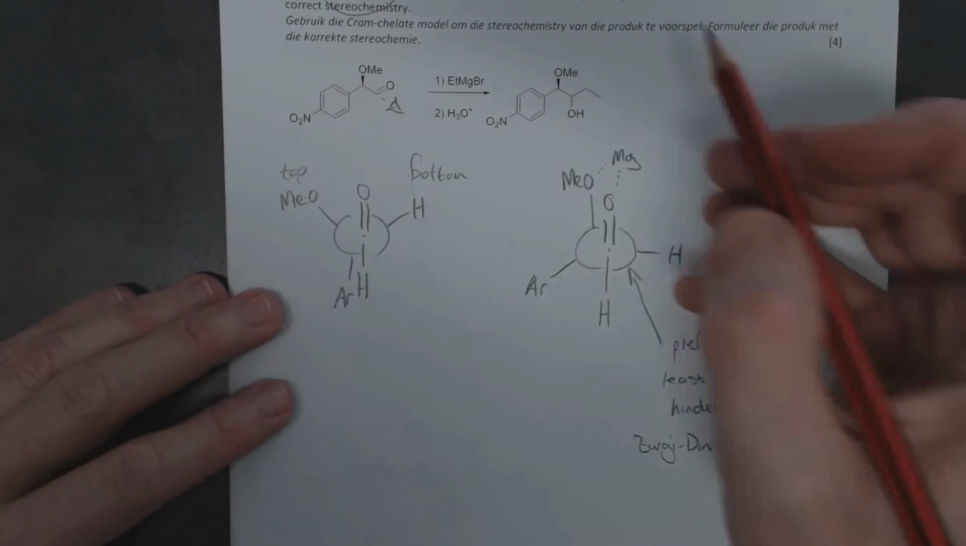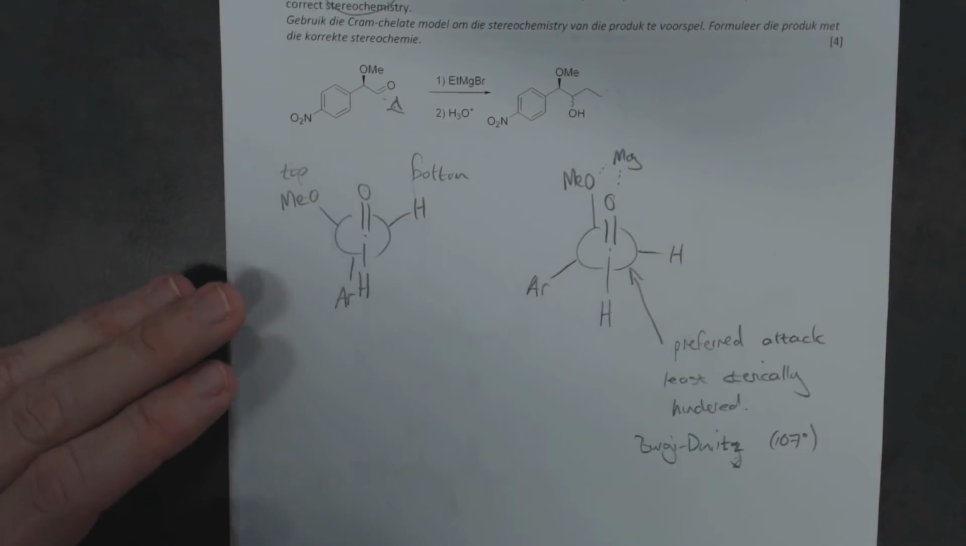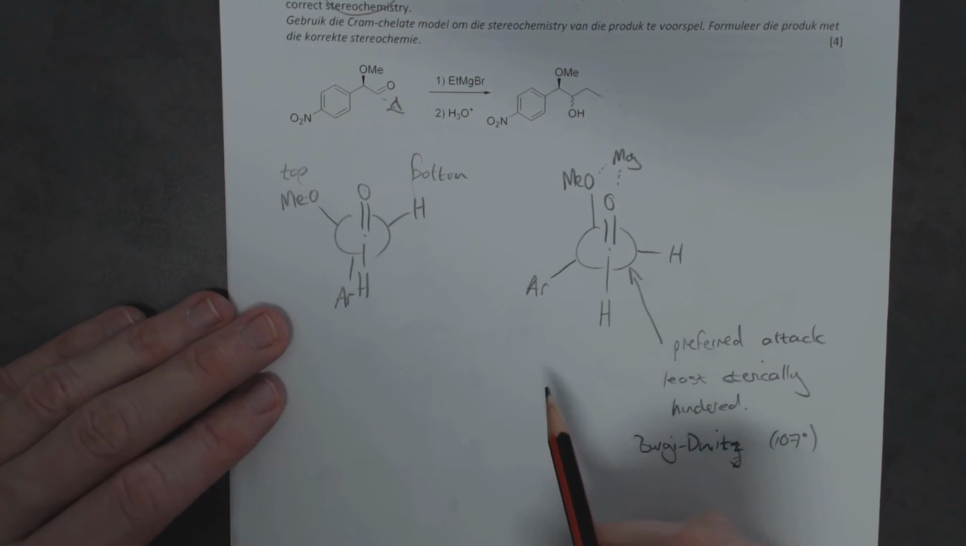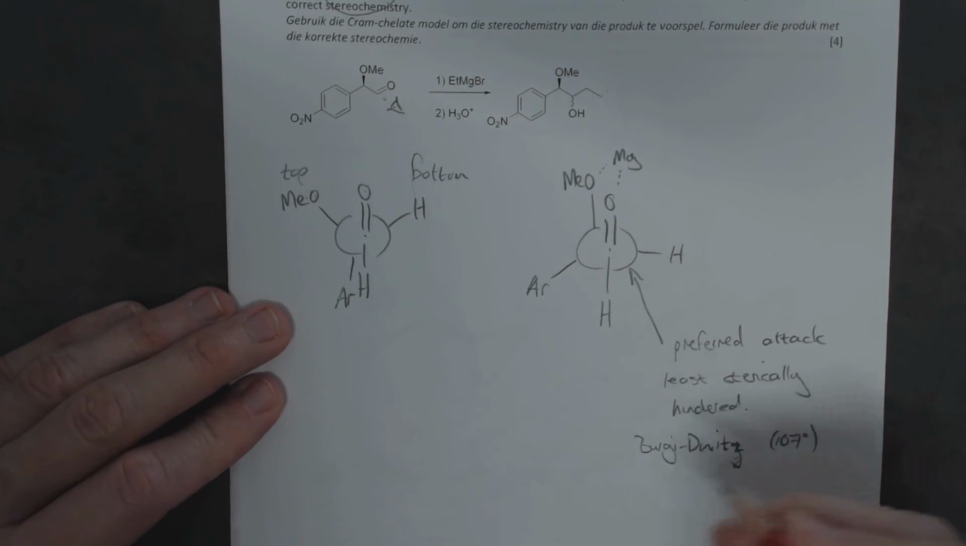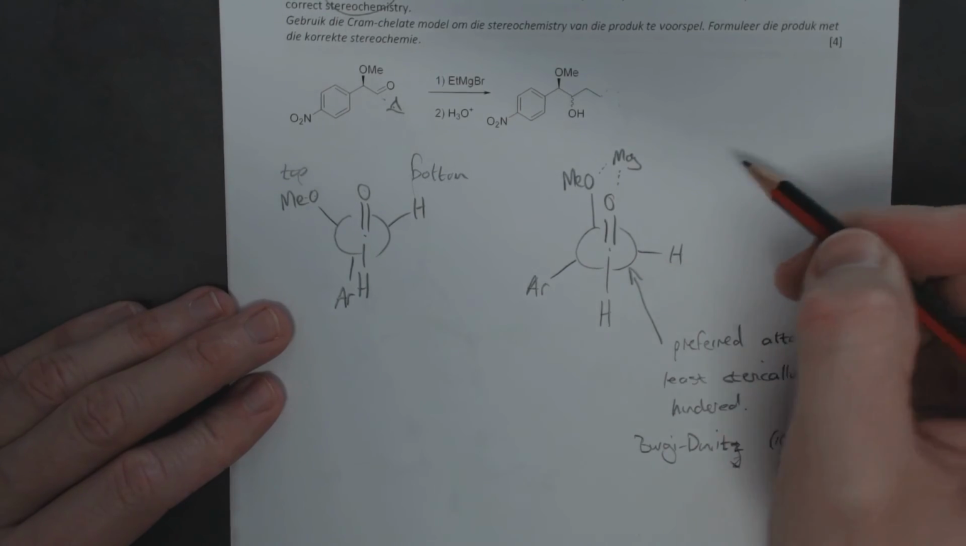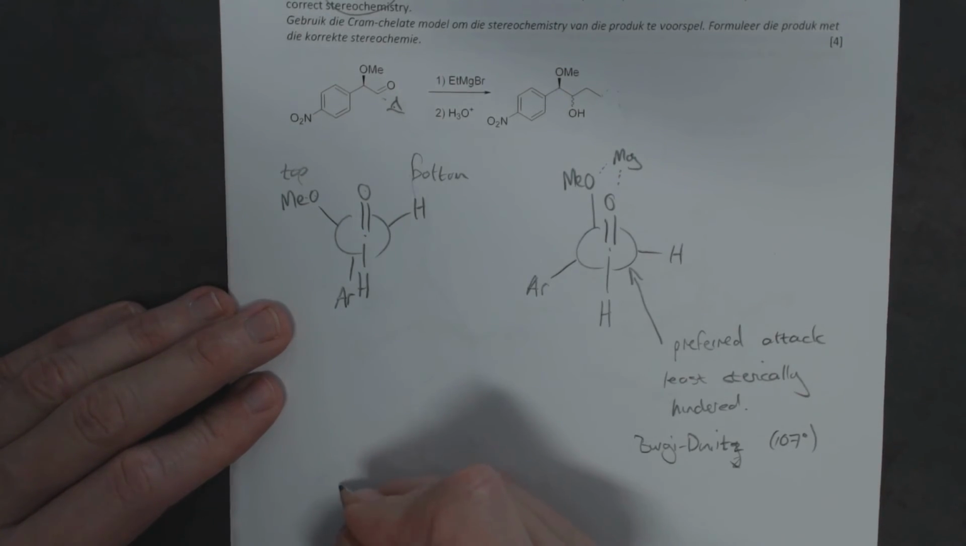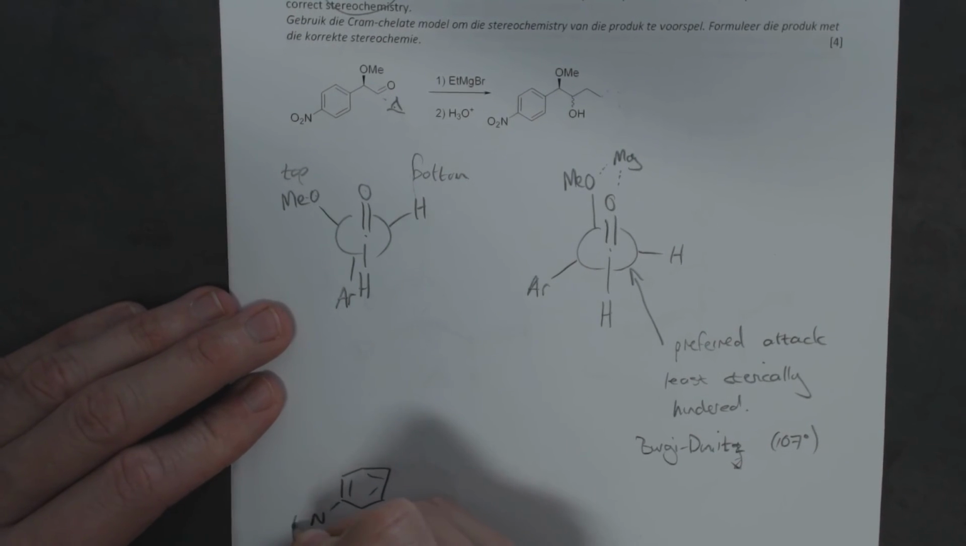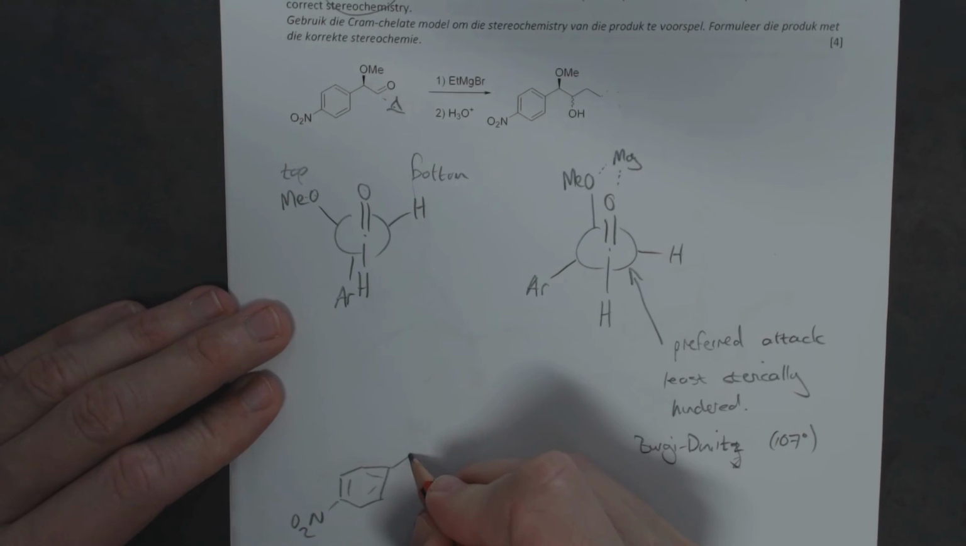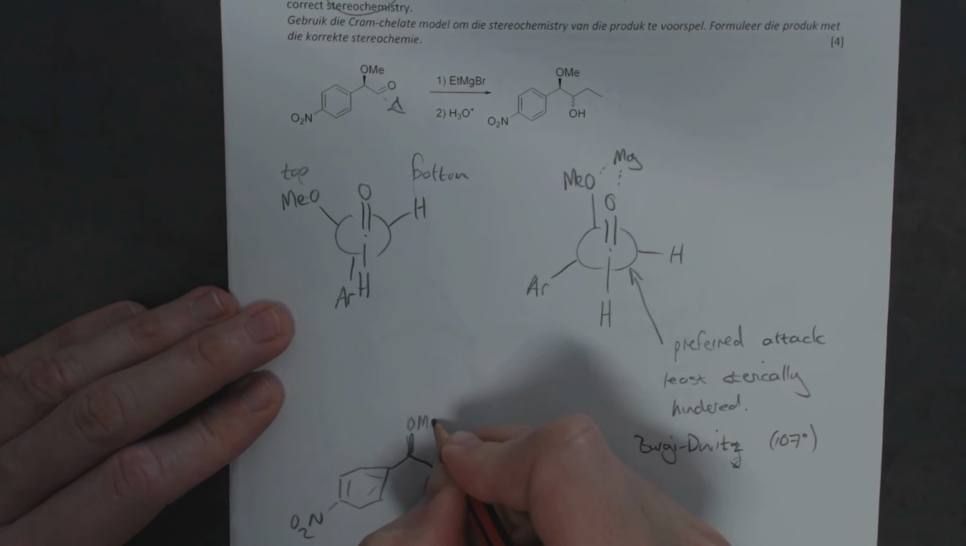Now I've got 3 marks. We haven't got to the final product over here. A lot of you made the mistake I said you need to be careful of. It's coming in from this side, which is the bottom face. It means that the ethyl is going to be pointing down. So when we draw out the product, we draw out our aromatic, don't forget the nitro. Okay, so the methoxy. Right.